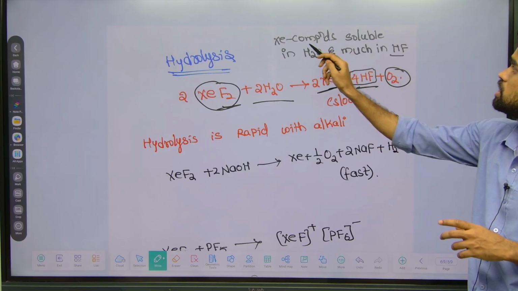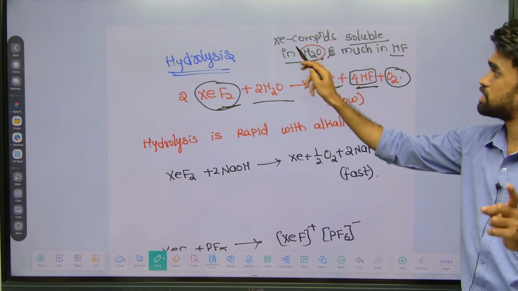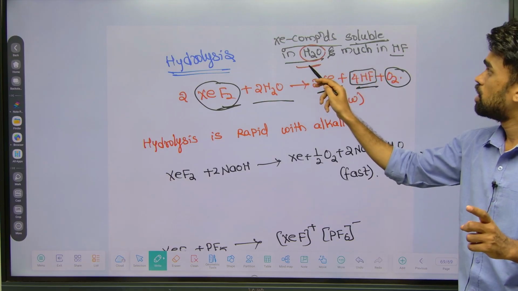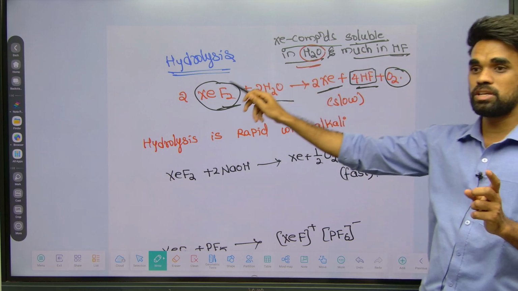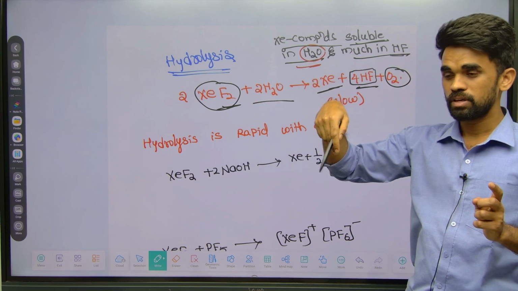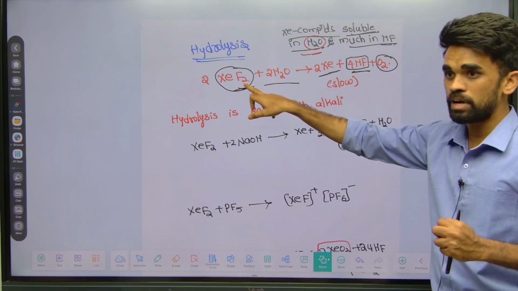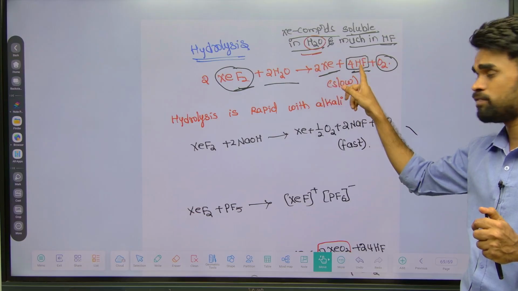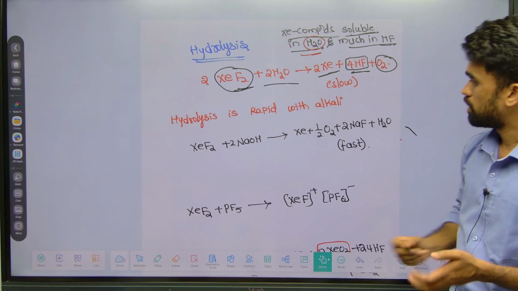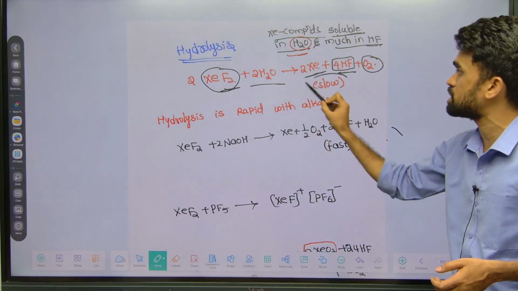Xenon compounds are soluble in H2O and much more soluble in HF. So the solubility of xenon compounds is more in HF. Remember this. Xenon difluoride upon hydrolysis gives xenon plus HF plus O2. This reaction process is slow.